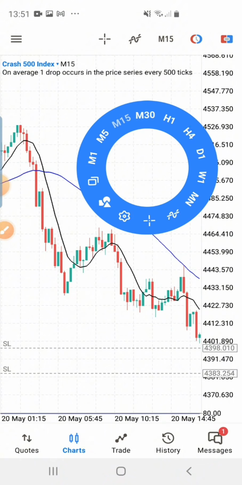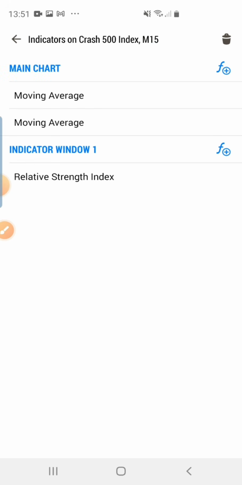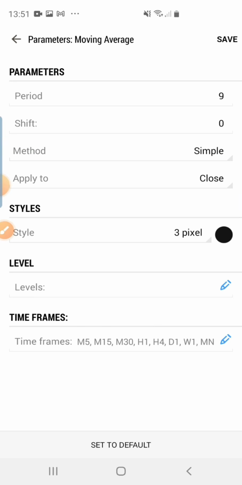So before I end this video, let me share the setup with you before I forget. Now you just need two moving averages. Moving average 9, okay, simple moving average 9. You can see everything, screenshot them, okay. And the second one is moving average 50, still simple moving average. Screenshot the setup and that's all, okay.